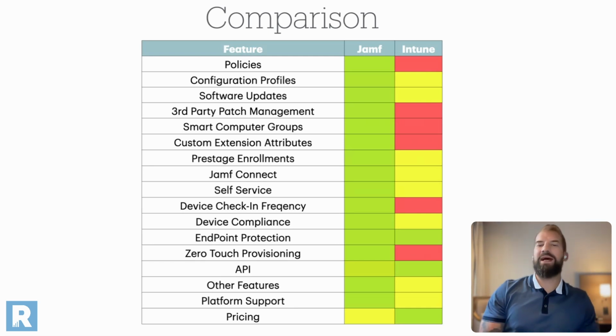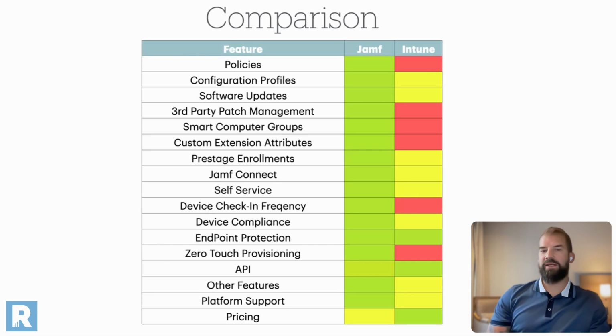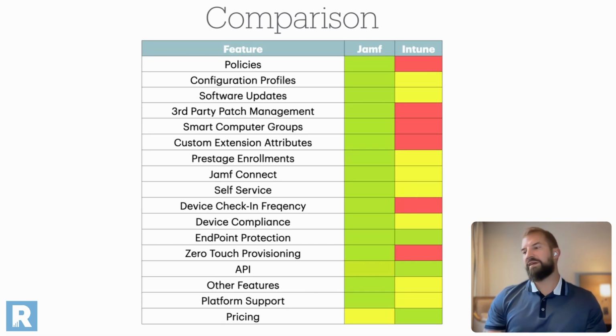Endpoint protection, I'm putting them both right next to each other. Both Jamf Protect and Microsoft Defender are pretty equal in what they can do. One may be better than the other, but honestly, when it comes down to it, you can use Jamf Protect with Intune, and you can use Microsoft Defender with Jamf. They are agnostic of these platforms. I think they're really good endpoint protection solutions.